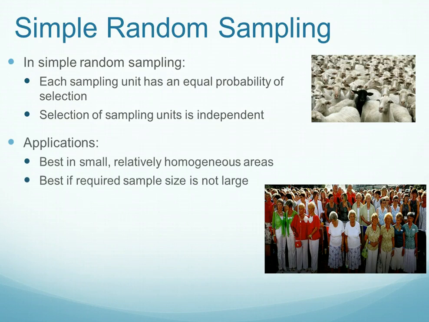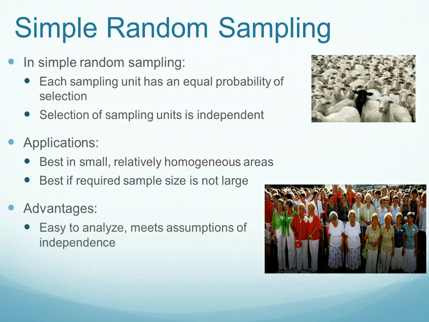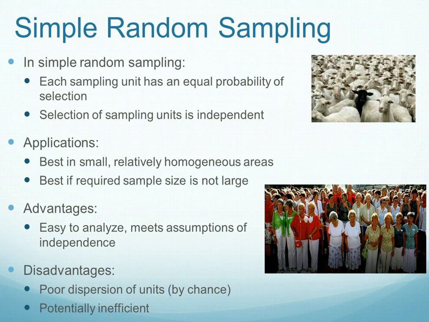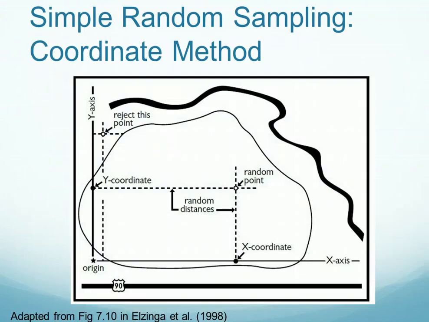Simple random sampling is best done in relatively small, relatively homogeneous areas, especially if the required sample size is not overly large. The advantages of this approach are that the data are easy to analyze and it meets assumptions of independence. Disadvantages are that just by chance you could have poor dispersion of units, and potentially it could be very inefficient if you're dealing with a relatively large area.